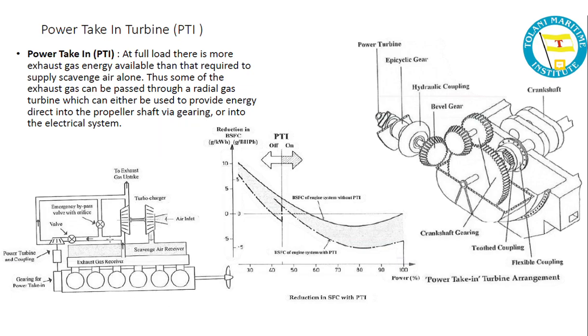So you see here in the diagram, this is the PTI arrangement. You have the tooth coupling, crankshaft gearing, the tooth coupling, and then we have the flexible coupling, hydraulic coupling, and these are bevel gears. You must have studied about the bevel gear. This is the crankshaft.